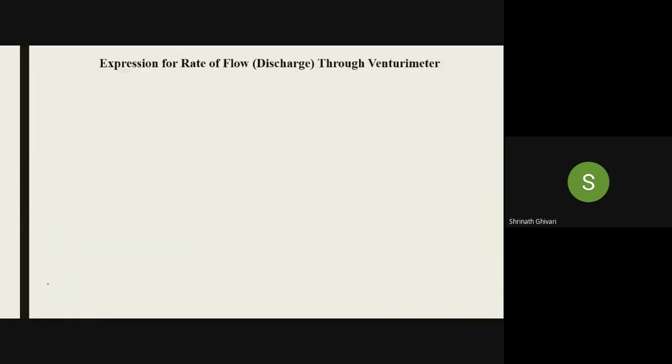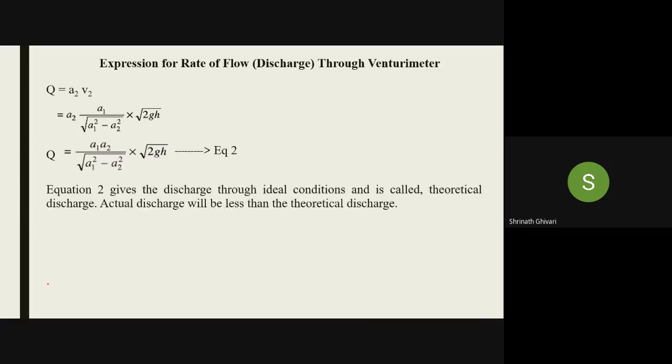The next slide. Q equal to A2 V2, A2 into this, and we got the final expression, that is equation 2. But this discharge is the theoretical discharge, which will be more compared to the actual discharge, because we have derived this expression in ideal conditions. Therefore the actual discharge will be less than the theoretical discharge.